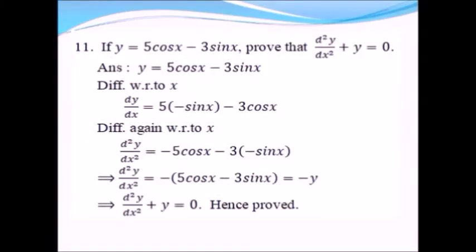Question number 11. If y is equal to 5 cos x minus 3 sin x, prove that d square y by dx square plus y is equal to 0.